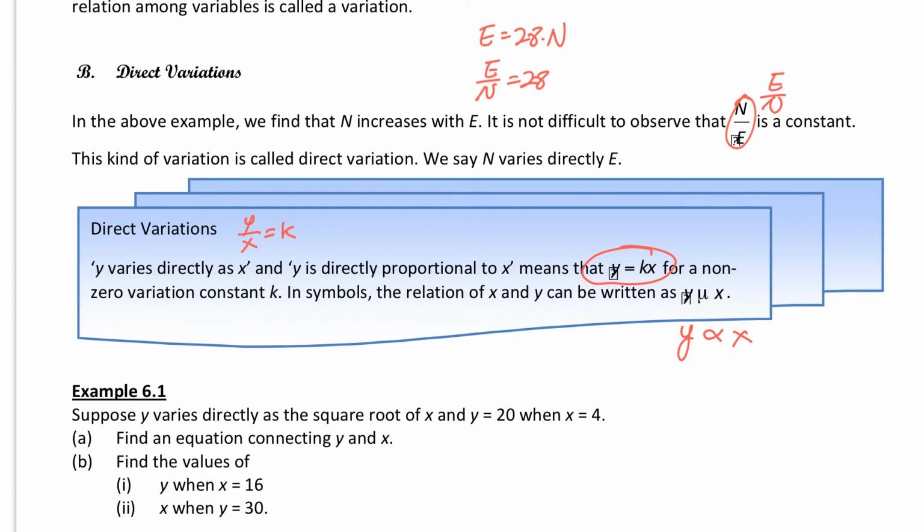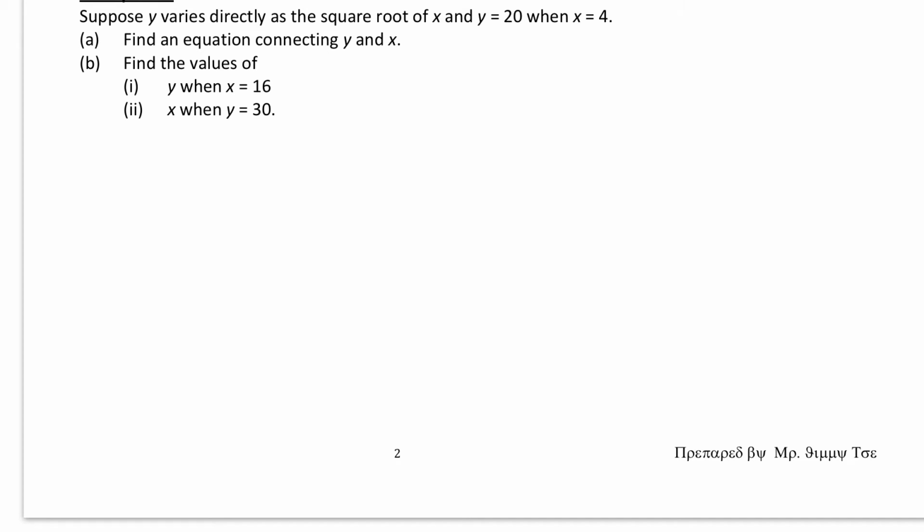So let's see example 6. Example 6.1, easy question. Suppose y varies directly as the square root of x. Remember, it's square root, not square. So you can write down the relationship between x and y like this: y is equal to k times square root of x, where k is a non-zero constant. Remember, it must be non-zero. If k is equal to 0, then when x increases, y will not increase, it is also equal to 0. So k must be a non-zero constant.